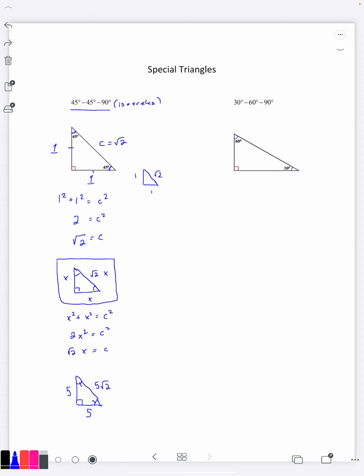The other one is the 30-60-90 right triangle. However, this is not an isosceles triangle, right? 30 and 60 are not the same angle measure. So we cannot use that fact that the two sides are equal. In fact, they're not going to be equal here. And really, there is no fact from geometry that says if one's 30, one's 60, then this will work out, other than the special triangle we're about to show here.